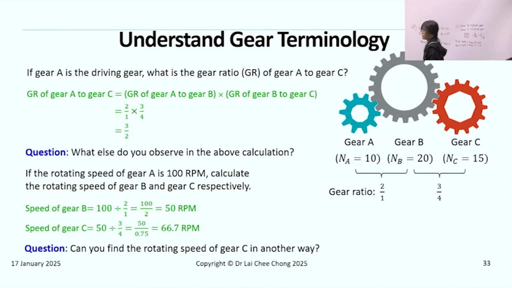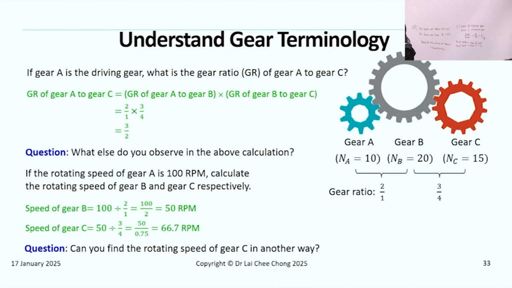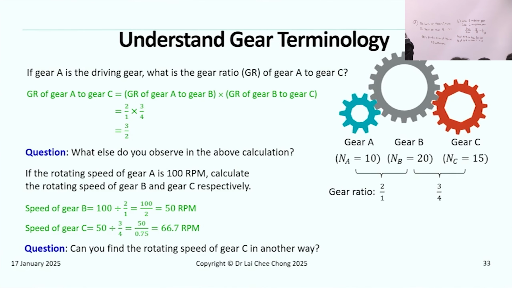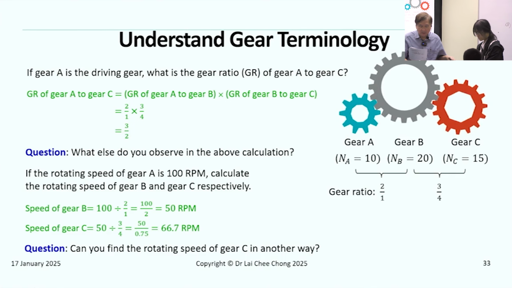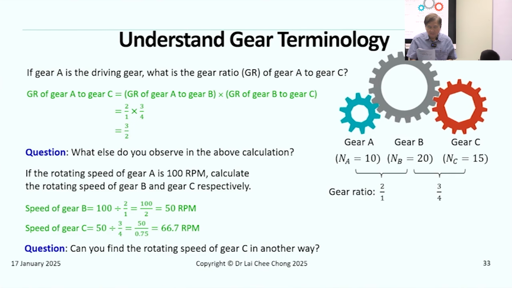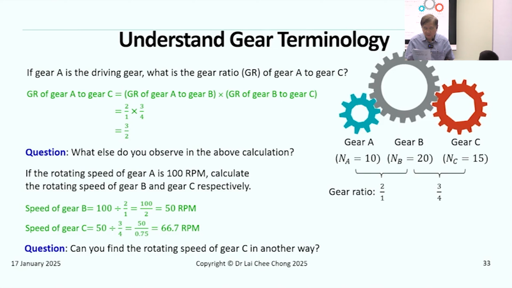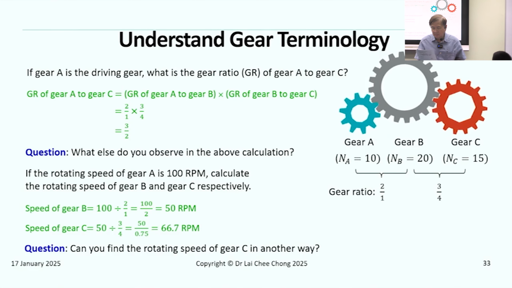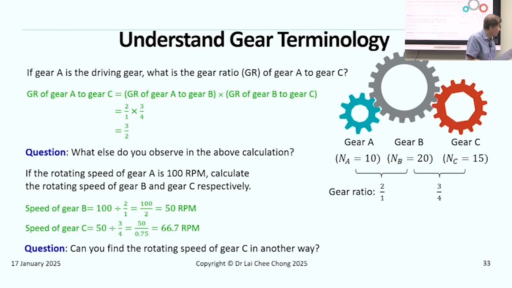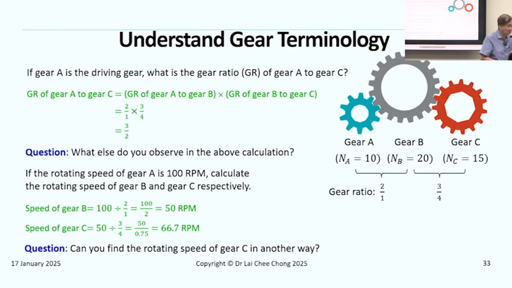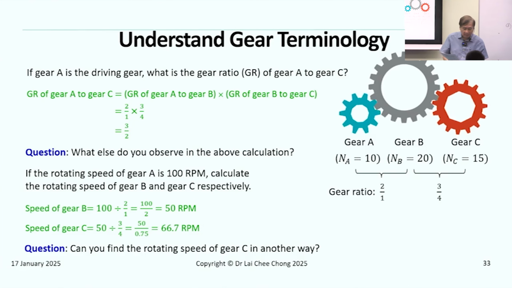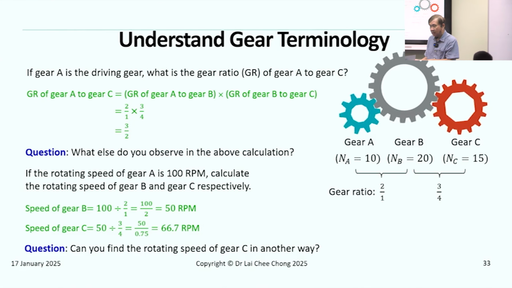Wait, for A it says when gear A makes one complete revolution. When A makes one complete revolution, how many does gear B make? Okay, never mind. Just put it down first. Let me finish up first. I'll go back to it.